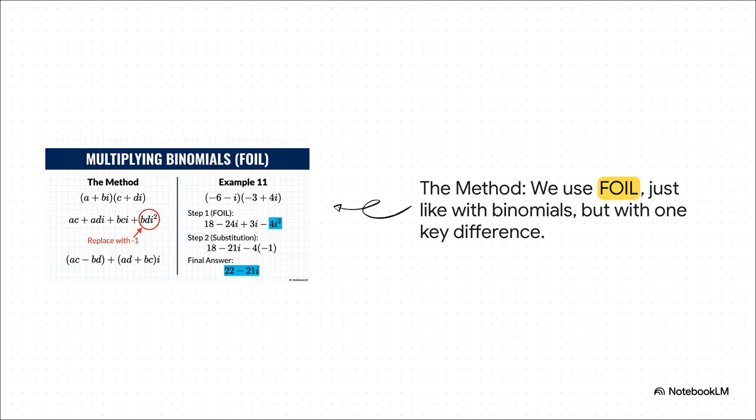See in the example where we end up with that -4i squared? You can't stop there. You absolutely must replace i squared with -1. That one little substitution is the most important step, and it's what lets you simplify the whole thing down into its final form.